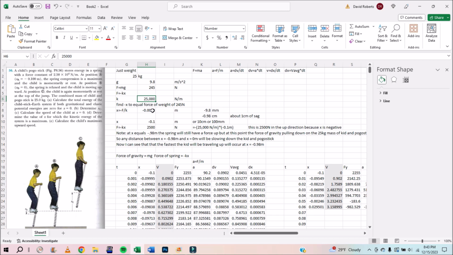Cool. So that just shows you, oh, okay. If I compress this spring 1 centimeter, that's like the weight of the kid. If you compress it 4 centimeters, you know what I mean? That's going to give you 4 times the weight. And then our problem says, hey, we're going to compress this spring a tenth of a meter. How far is that? That's actually significant.